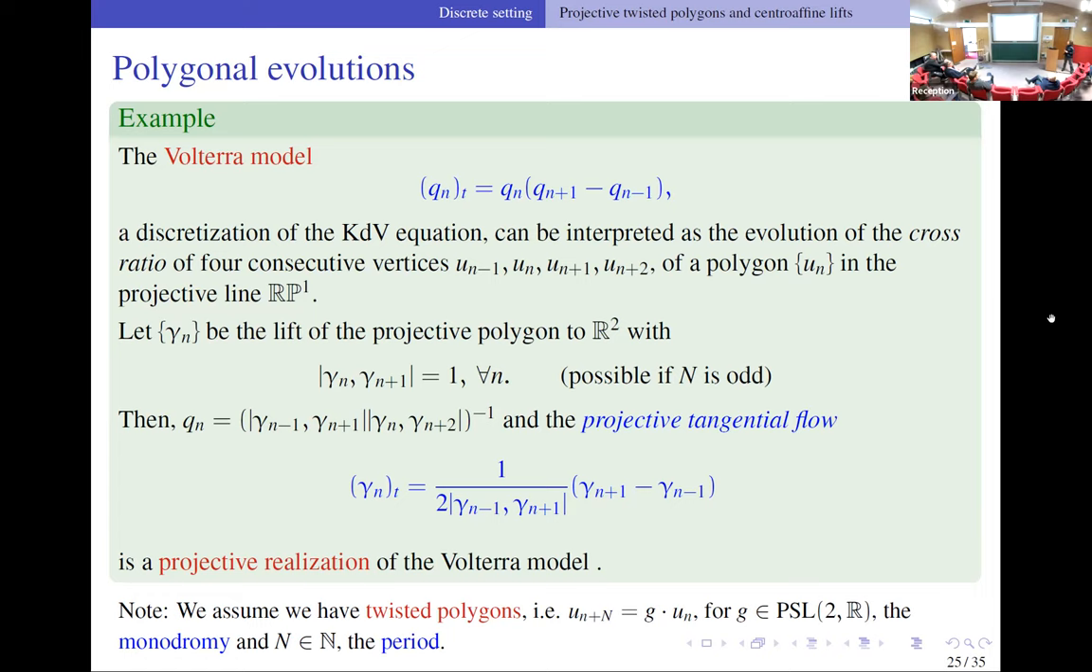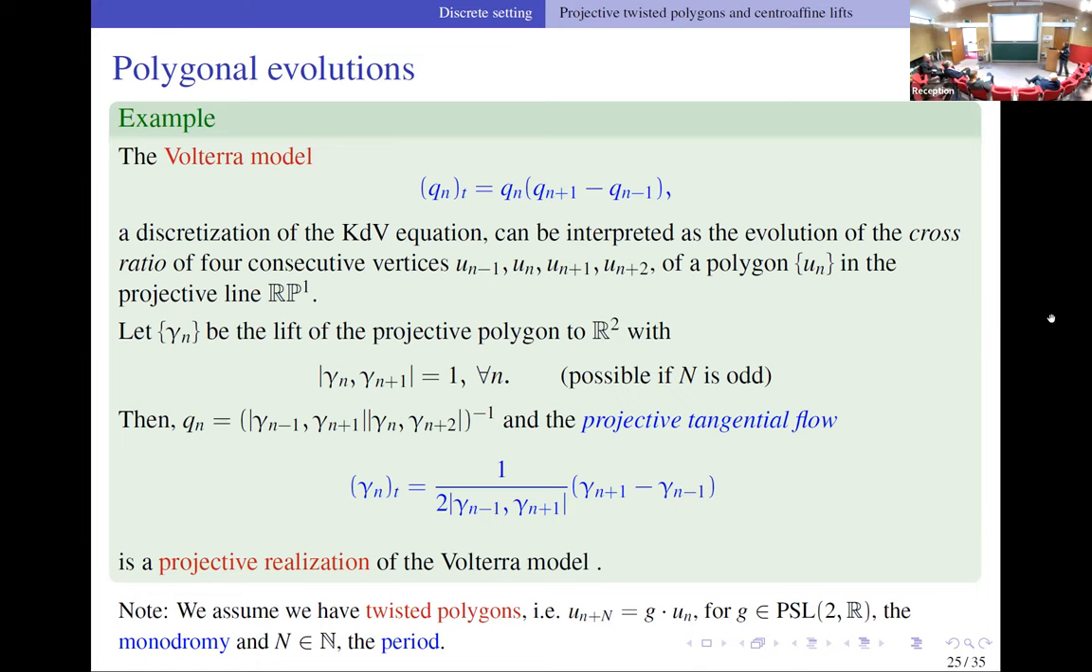Now, it can actually be interpreted as an evolution, it looks really trivial, of a polygon in the projective line. And that q takes an important interpretation: it is the so-called cross ratio of four points on the projective line, which is, I believe, the only projective invariant of a quadruple of points. And it goes way back to Euclid. So an interesting point. But that's just an interpretation.